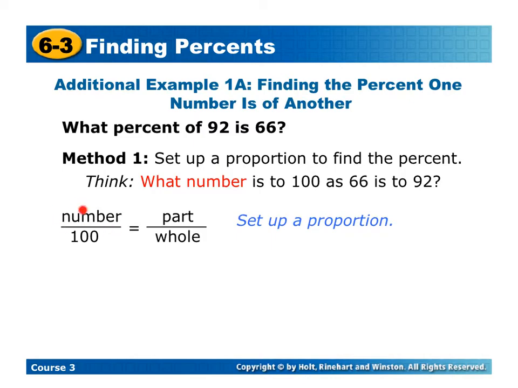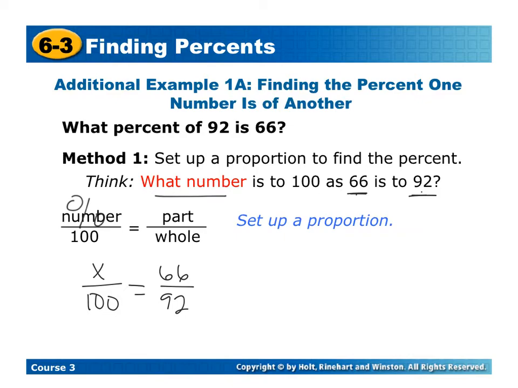So here, your number is really your percent out of 100, because as we talked about, a percent is really a ratio of a number to 100, and you're looking at the part compared to the whole, and you're just filling in what we know. So here we're looking for what number is to 100, which would be like a percent, as 66 is to 92. So 66 is going to be our part, 92 is going to be our whole. So we have x over 100 is equal to 66 over 92.